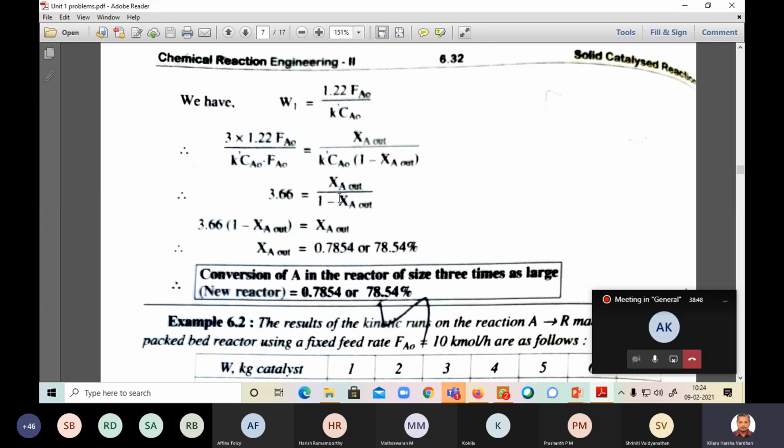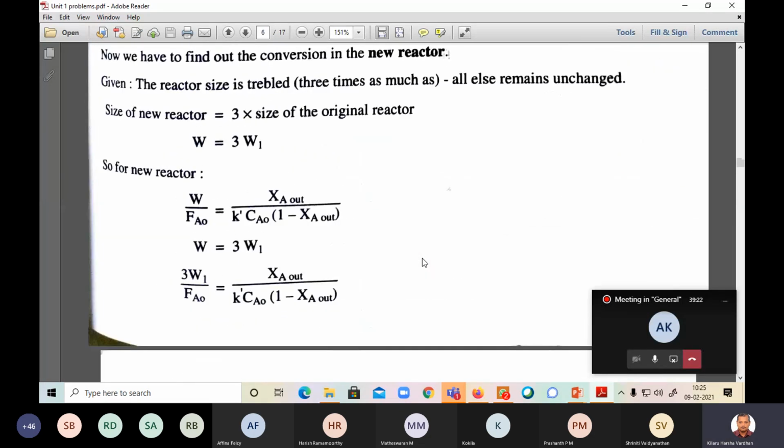So this is one equation with one unknown. You can do that, right? If you calculate XA out from this equation, it comes around 78.54. That is understandable, because the flow rate is the same, so more time is spent inside the reactor. Generally, the conversion will be more. So the conversion of A in the new reactor, which is 3 times the size of the original reactor, is 78.54.